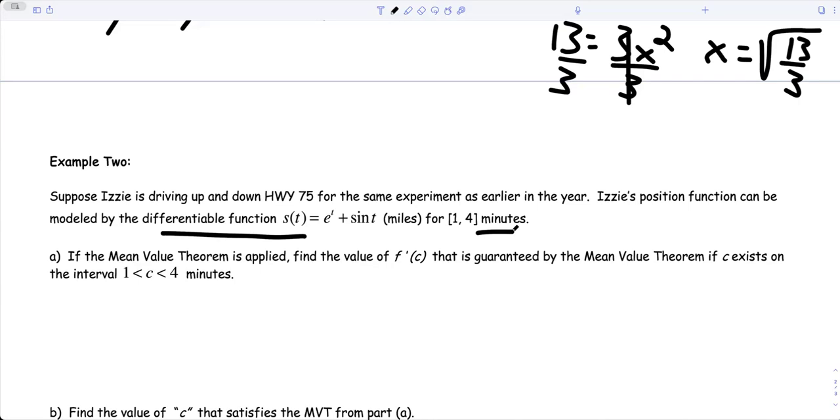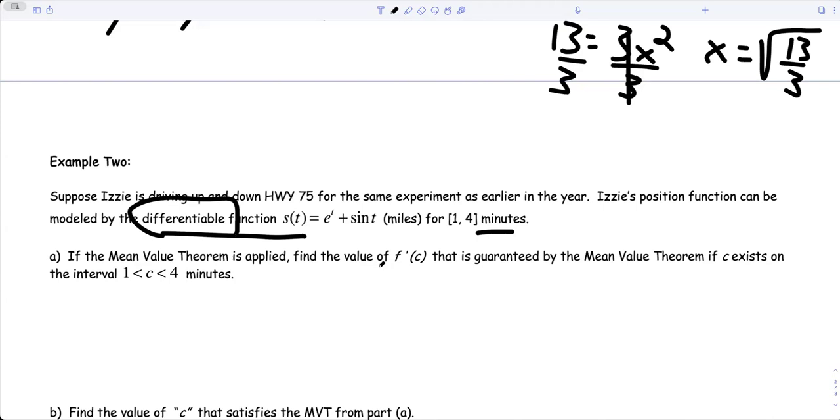Say that louder. It is differentiable. And if a function is differentiable, then what? Differentiability implies continuity. So it says the function is differentiable, therefore the function must be continuous. So yes, we can apply it.